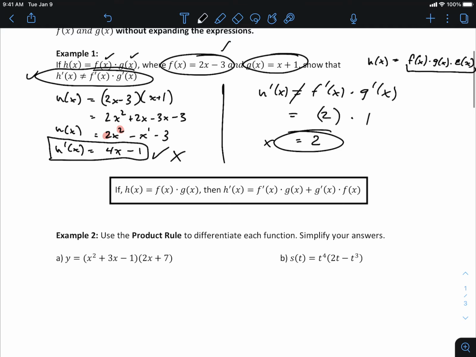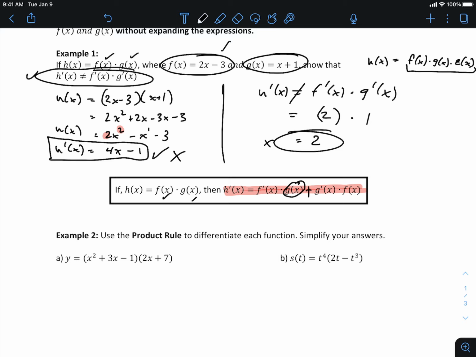Okay, so here is actually the formal definition. If we have a function h of x, this new one, where we've multiplied two functions together, f of x and g of x, then the derivative, this is the piece that you want, is going to be equal to the derivative of the first one, f prime of x, multiplied by g of x, the original g function. And then we add on, we derive the g of x function, and then we multiply by the original f.